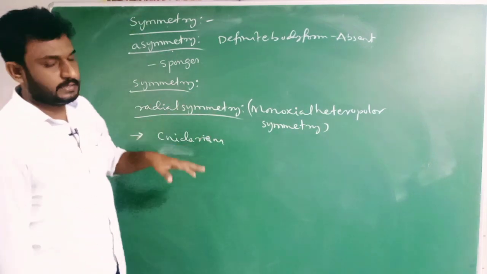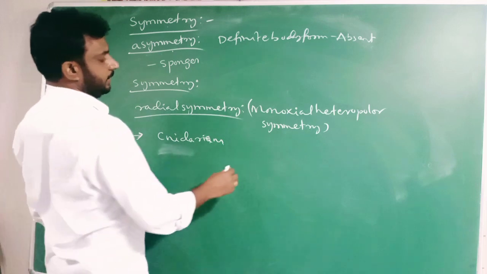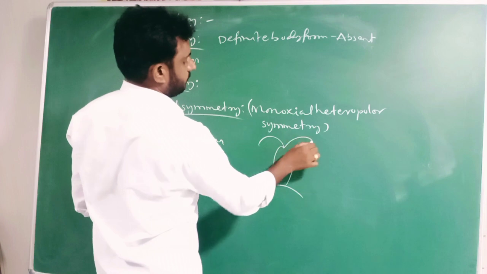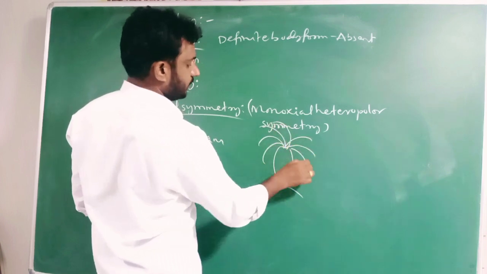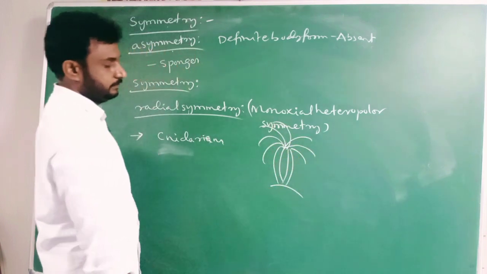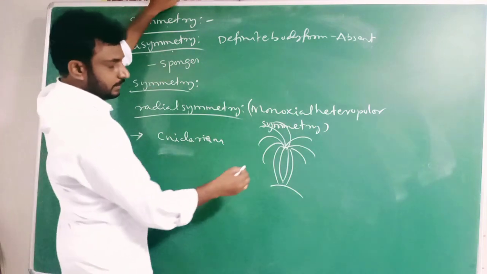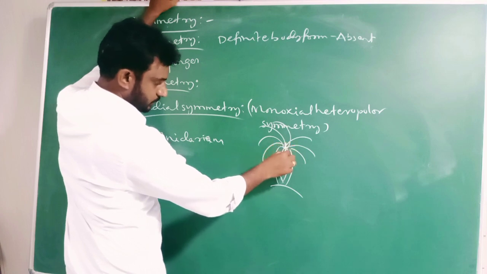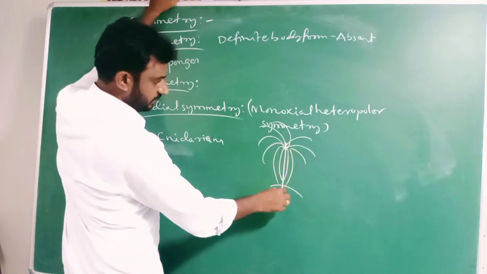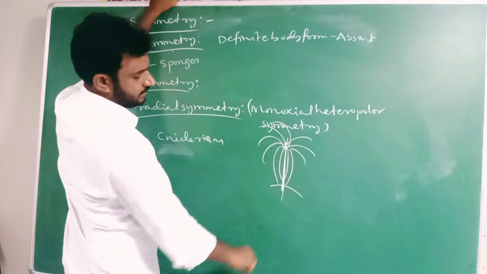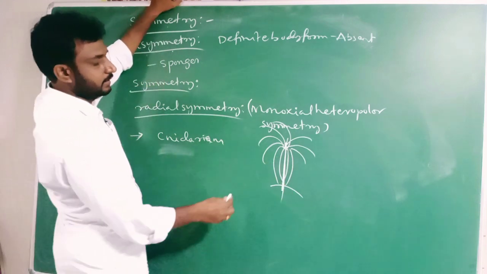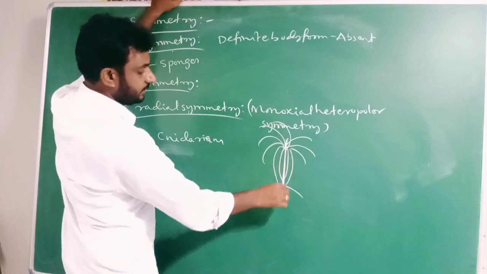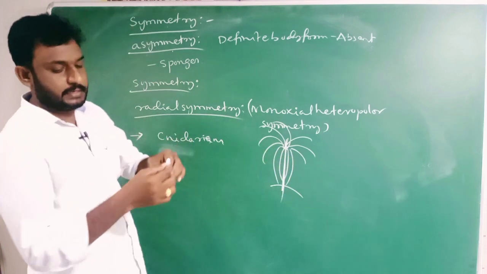What is the meaning of radial symmetry? Take one example, hydra. Hydra is a cnidarian, and jellyfishes also. So hydra can be cut into two identical halves through any plane which is passing through the central axis. The body of the hydra can be cut into two identical halves through any plane passing through the central axis. Here, for example, this is hydra.